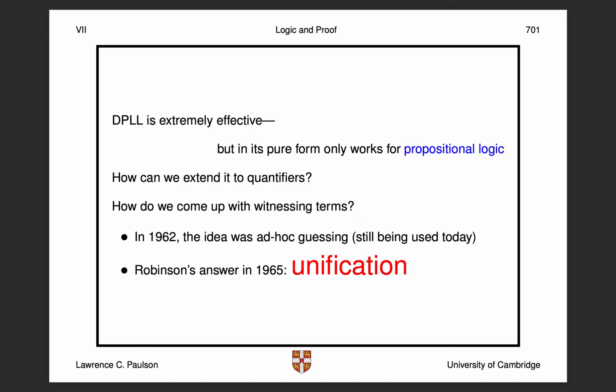The original thing they tried in 1962 was basically to guess. So you need a term, you look at all the terms floating around in your problem, and just plug them in willy-nilly. That didn't turn out to be very successful, although it turns out today there are still some reasonably successful attempts of getting this to work.